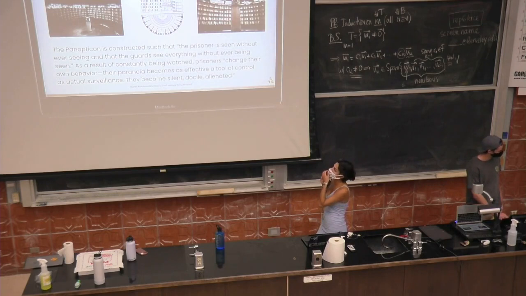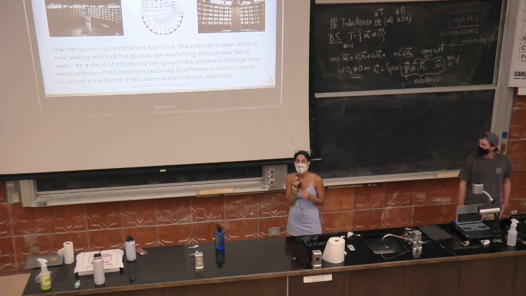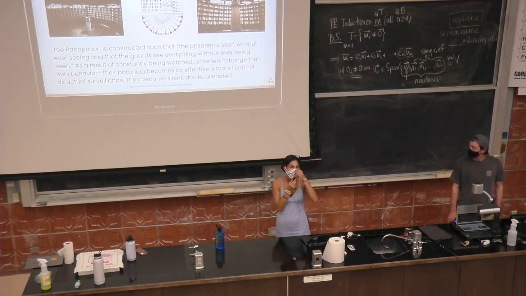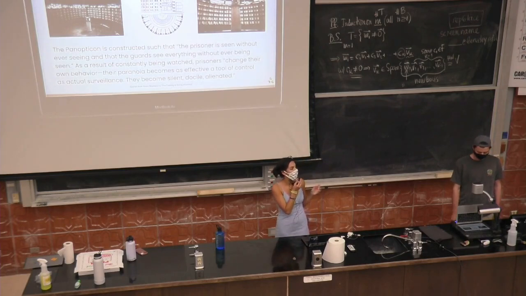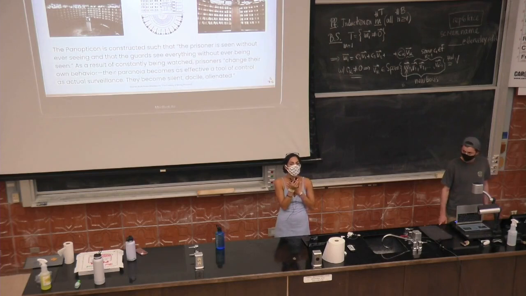So the panopticon is constructed such that the prisoner is seen without ever seeing, and that the guards see everything without ever being seen. So it's this U-shaped structure in which the guard is in the center, and you can see, kind of the guard is hidden in that middle tower, but all these prisoner cells are open. So the prisoner never sees anything, but they always feel like they're being seen.